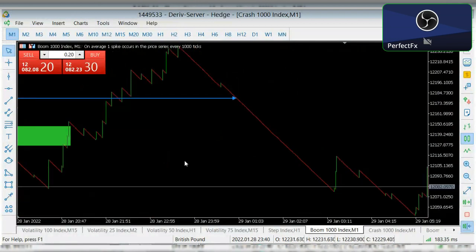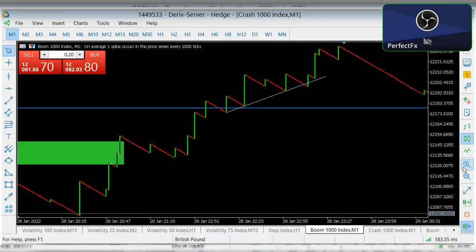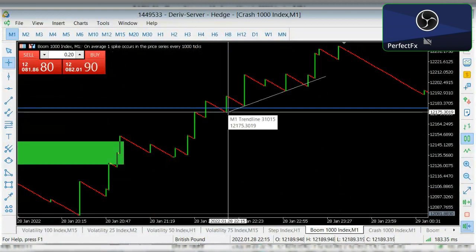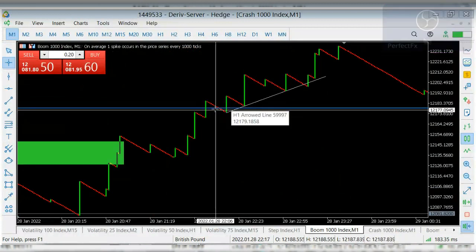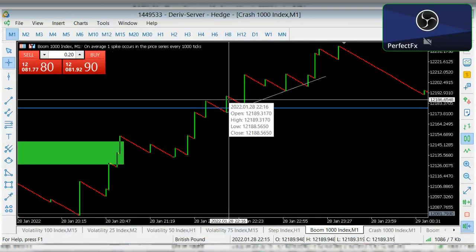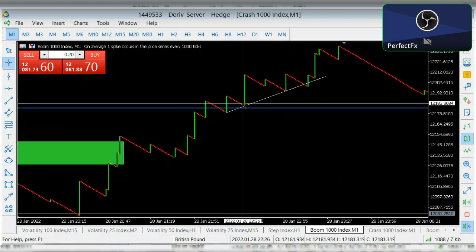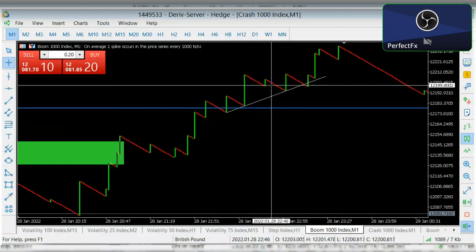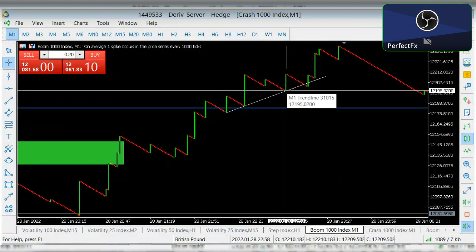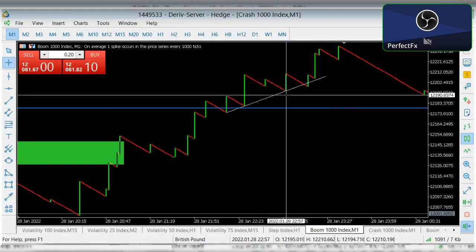So guys, let's look for entry reasons on this Boom 1000. Can you look at this point, guys? Can you see this point? Let's zoom in for you guys to see. So the first touch, first move, second touch. Once you see two moves to the downside touching the trend line, wait for the third touch to catch a spike on Boom 1000.